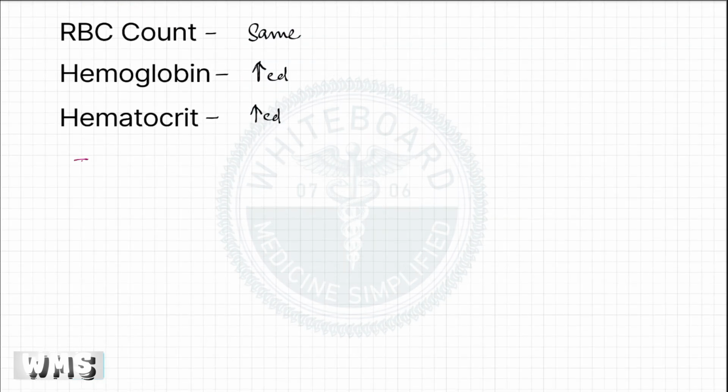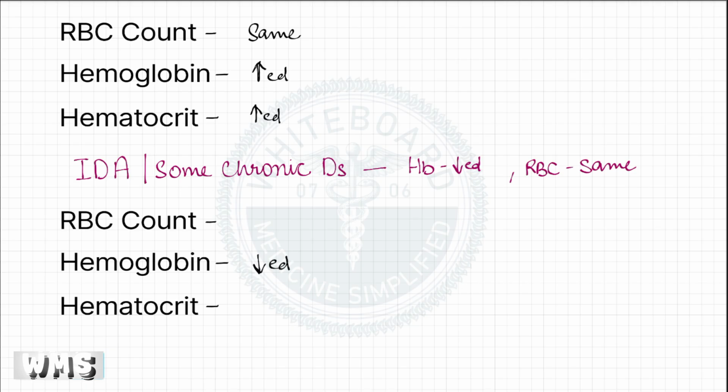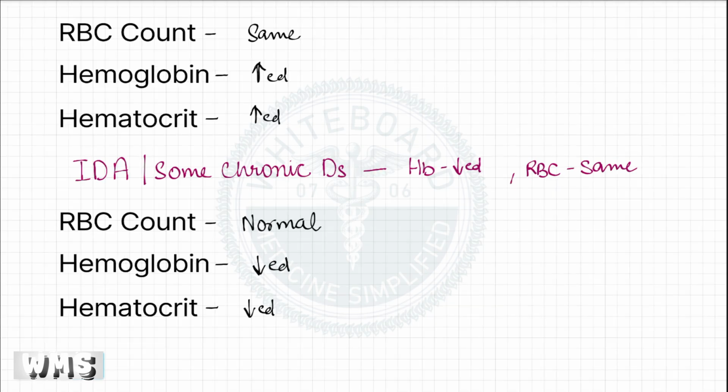Now suppose in iron deficiency anemia and in some chronic diseases, the hemoglobin count decreases but RBCs are present in normal number. But in each RBC, the hemoglobin content decreases. So in this case, the hemoglobin is reduced, the RBC count is normal. The hematocrit is also low because in iron deficiency anemia, RBCs become smaller and take up less space in the blood. Now, if someone is anemic, that is, has low hemoglobin, the next question is why, and what is the cause behind it?